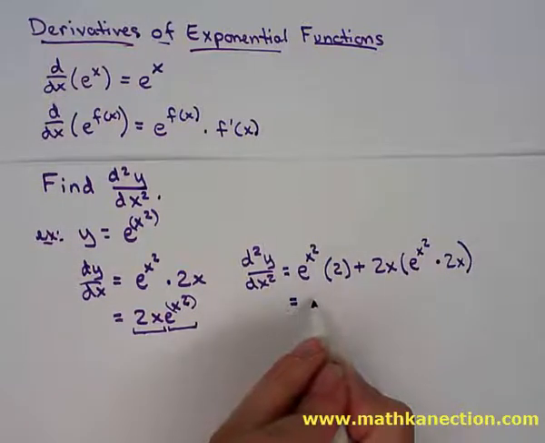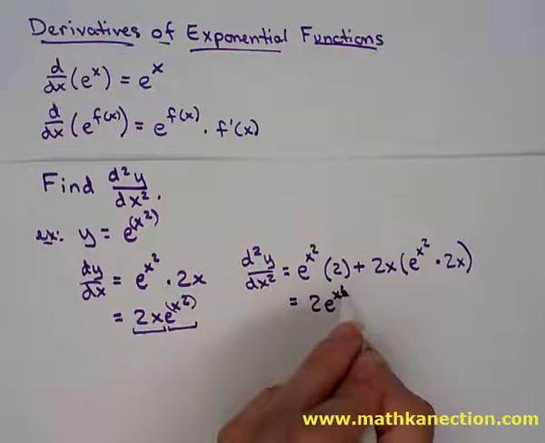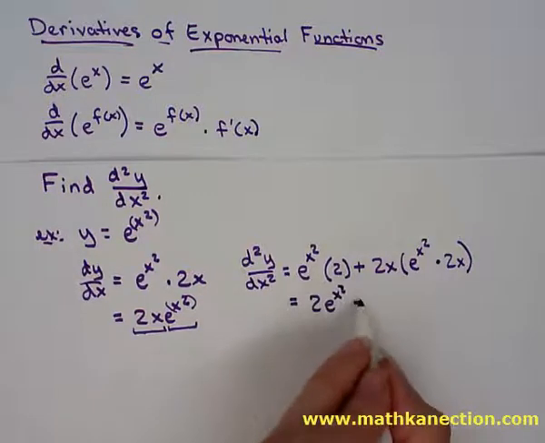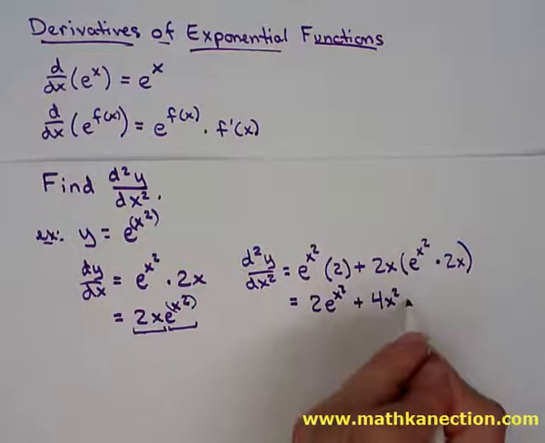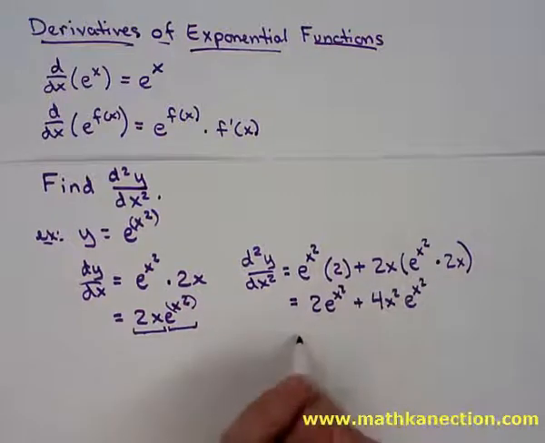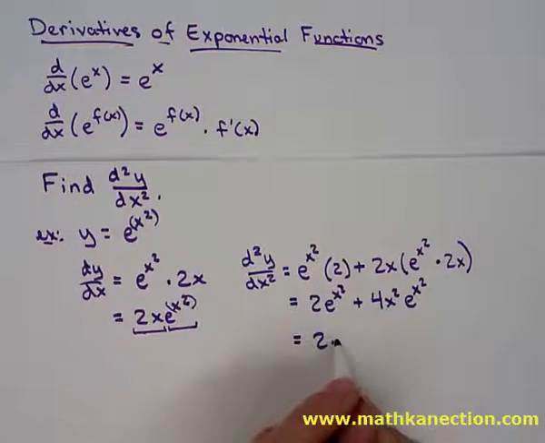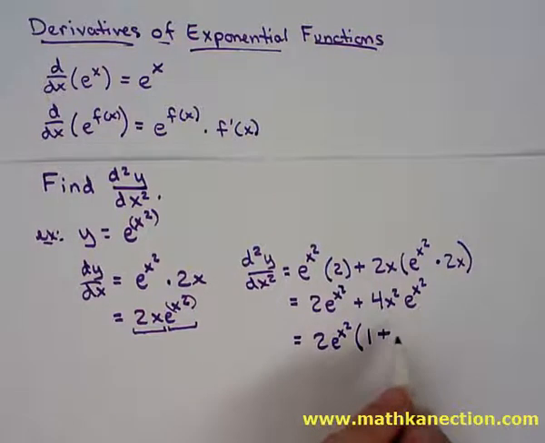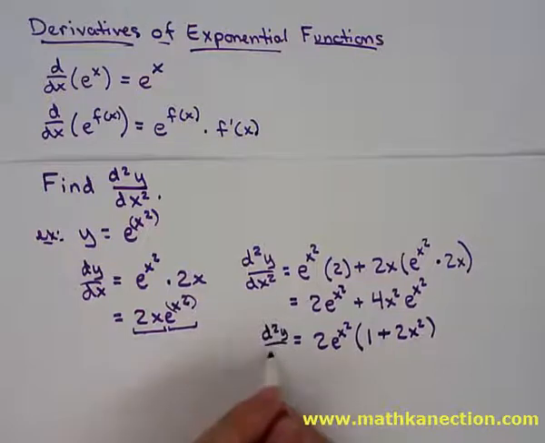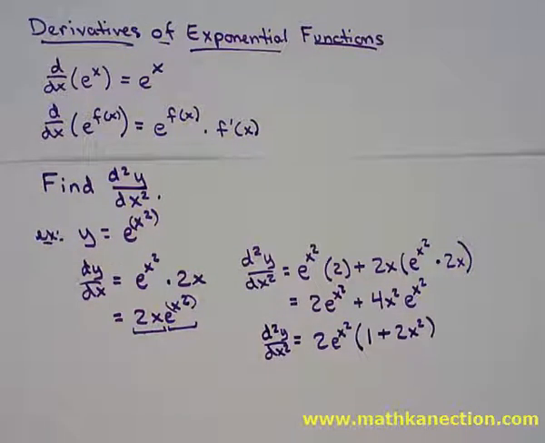Simplifying the problem, we'll have 2e to the x squared plus 4x squared e to the x squared. Factoring out the common factor, taking out a 2 and an e to the x squared. From the first term, you're left with just 1, and from the second term, you're left with 2x squared. So the second derivative is 2e to the x squared times quantity 1 plus 2x squared.